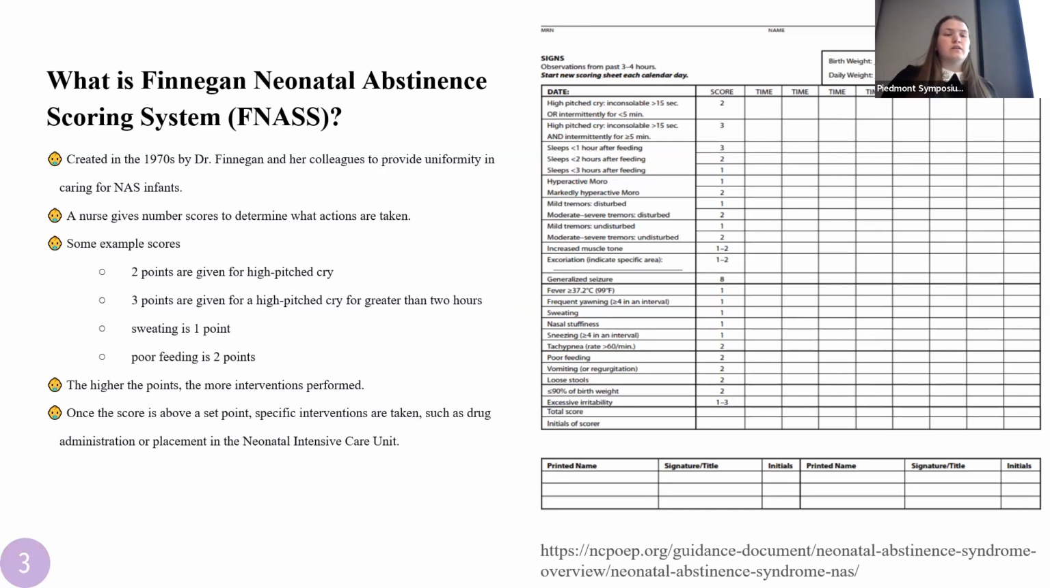Next, what is the Finnegan Neonatal Abstinence Scoring System? It was created in the 1970s by Dr. Finnegan and her colleagues to provide universal care for NAS infants. A nurse gives a number score to determine what actions are taken. Some example scores are 2 points are given for a high-pitched cry, 3 points are given for a high-pitched cry lasting longer than 2 hours, 1 point is given for sweating, and 2 points are given for poor feeding. The higher the points, the more interventions performed. Once the score is above a set point, specific interventions are taken, such as drug administration or placement in the neonatal intensive care unit. The scores at which each intervention is taken is different at each hospital.